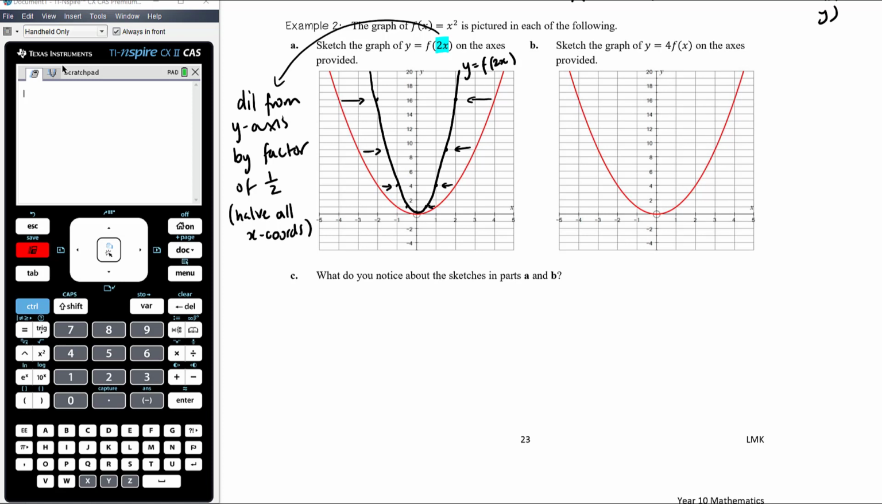We also want to sketch the graph of y equals 4 times f of x. Okay, so this is multiplying the whole function by 4. This is dilating by a factor of 4 from the x-axis. Alright, so the point that was at 1, 1 comes up to 1, 4. The point that was at 2, 4 goes up to 2, 16. Okay, and obviously by symmetry, negative 2, 16.